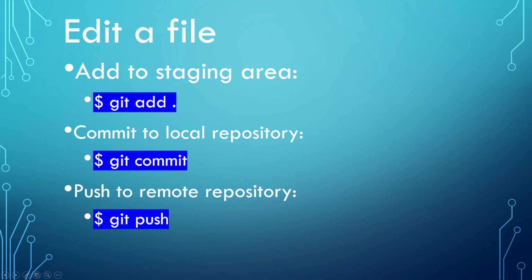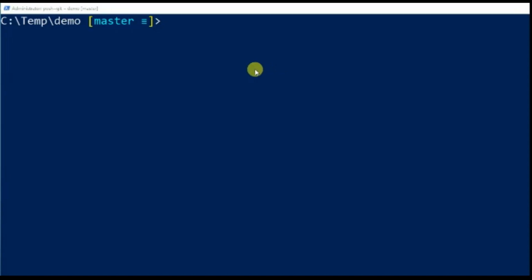To review what we have learned, let's do another exercise by modifying the new file, then adding to the staging area, committing to the local repository, and finally pushing to the remote repository. I will go quickly through the steps without too much explanation on what is happening, if the commands are already covered in the above demonstration.